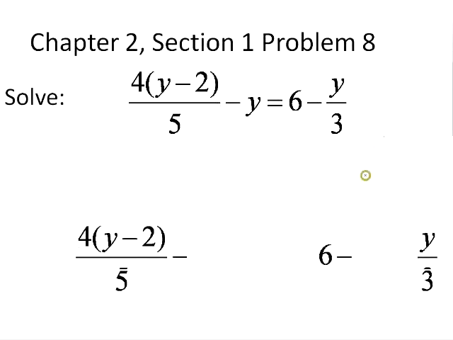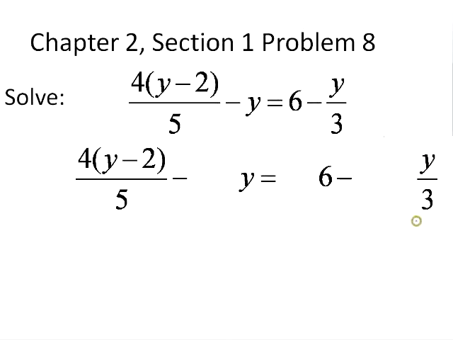If I hit enter, here we have the equation as it was, but I have separated out the different terms so that it's clearer to see what we're talking about here. And so the first term is the rational expression 4 times y minus 2 all over 5, etc. What we're going to do then is multiply each of the terms by the least common denominator, which in this case is 15.